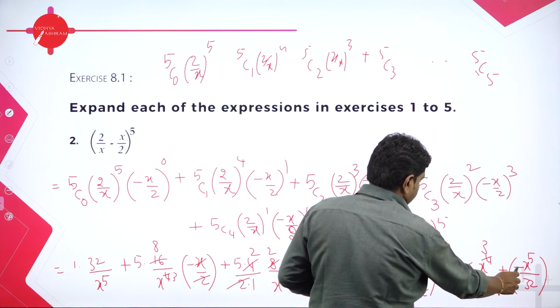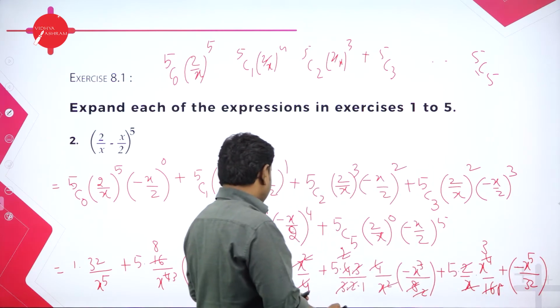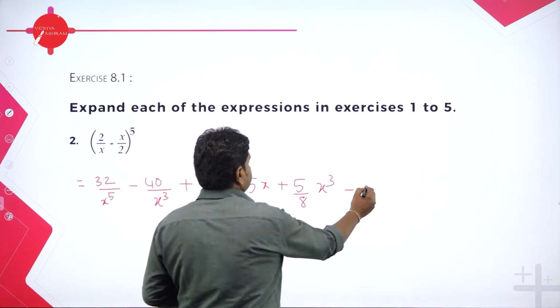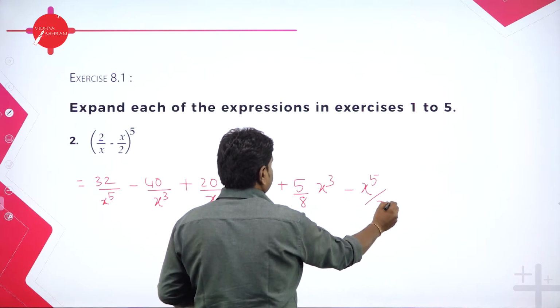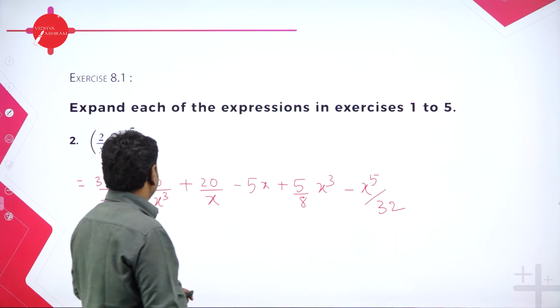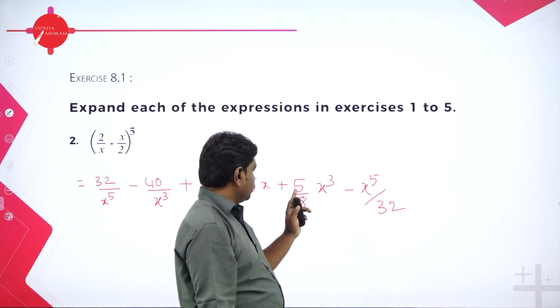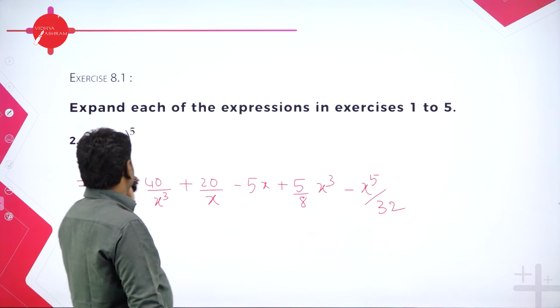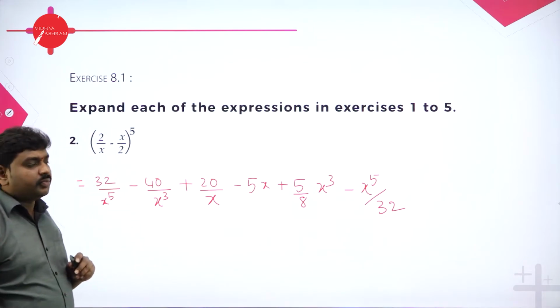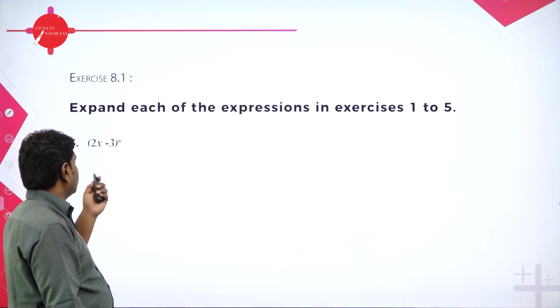Then this x power 5, plus into minus is minus x power 5 by 32. You can leave it here. Alternate terms should be positive, negative, positive, negative, positive, negative. If in between you have minus, alternate terms will have positive and negative. Same logic you can apply for this.